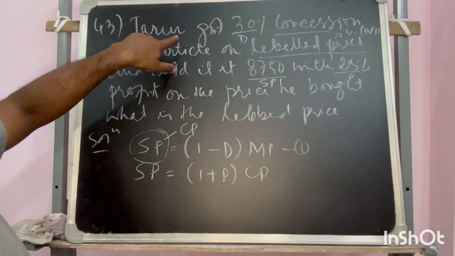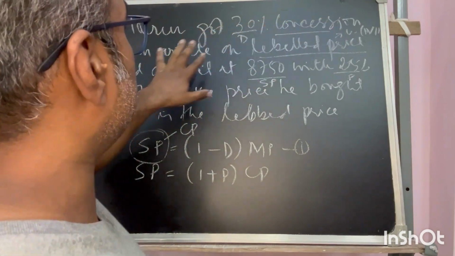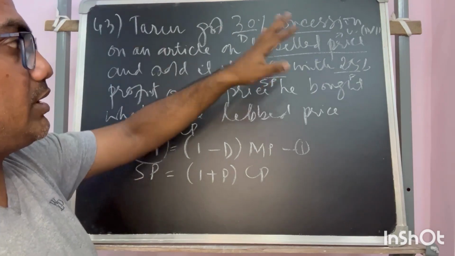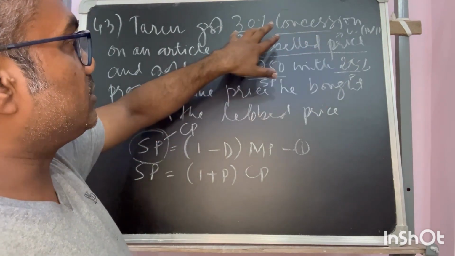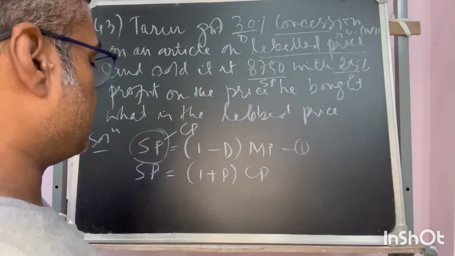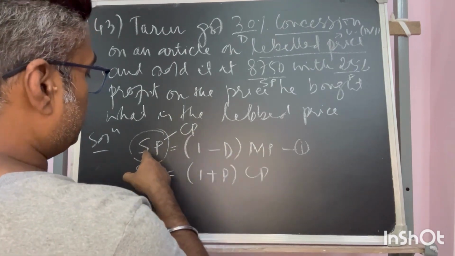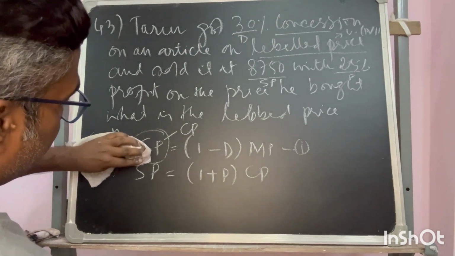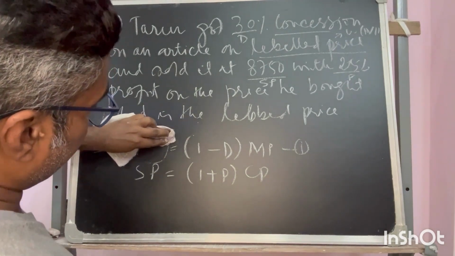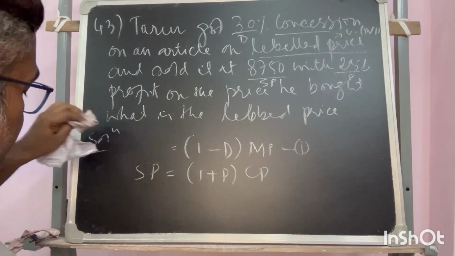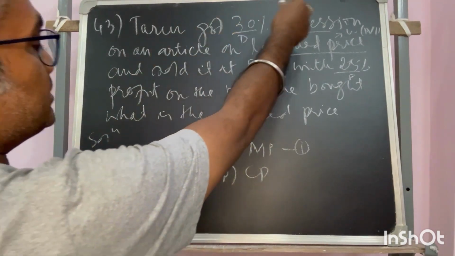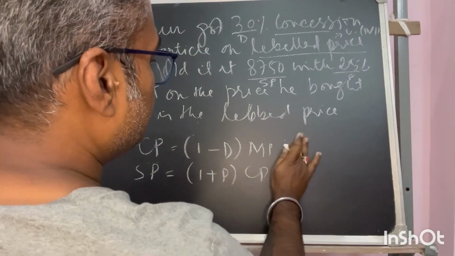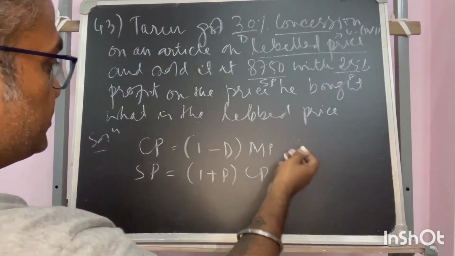Because Tarun got 30% concession on an article on the label price. So when he is purchasing from somewhere, he has seen the label price and got 30% off. So this will be the cost price. Definitely this is not the selling price. Basically the selling price comes after, in case he himself is giving a discount, but here he is getting a concession. So that means this would be his cost price basically. Okay. So now it is pretty clear.